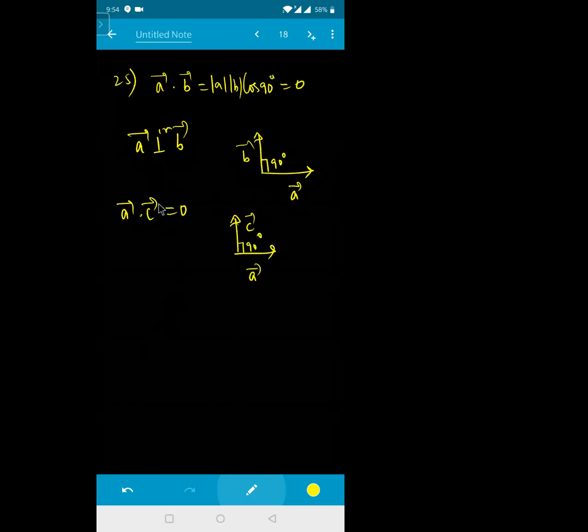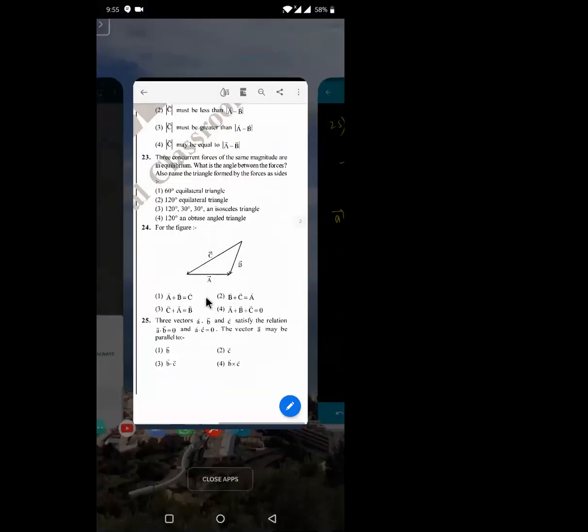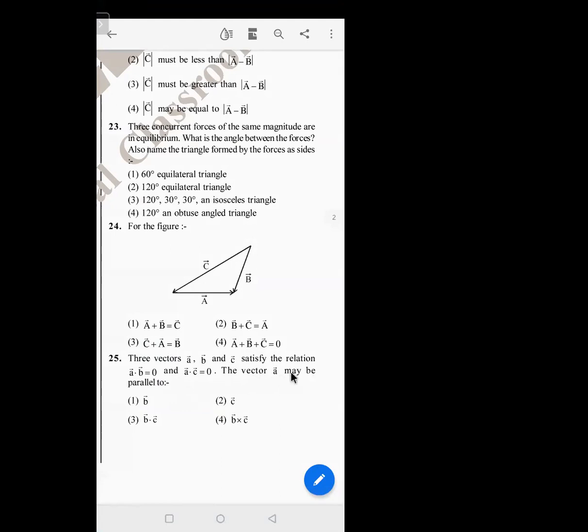So A bar dot B bar means A is perpendicular to B. A bar dot C bar means A is perpendicular to C. This will be perpendicular to what? B and C also, beta. Right now C will be a vector which is perpendicular to both what? B and as well as of A. See the question what he has given for me. 25. The vector A bar may be parallel to B bar, C bar, B bar dot C bar, and as well as your B bar cross of your C bar part of relation. What will be the answer, beta?